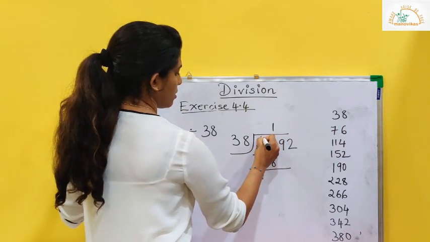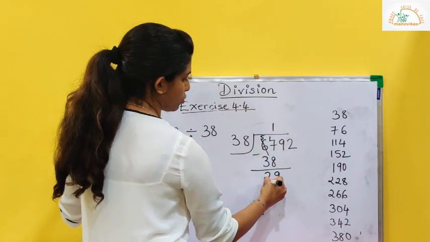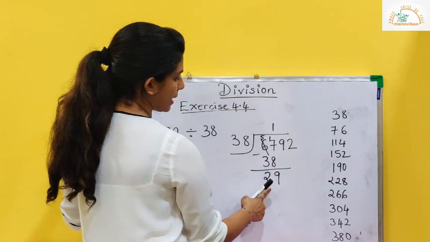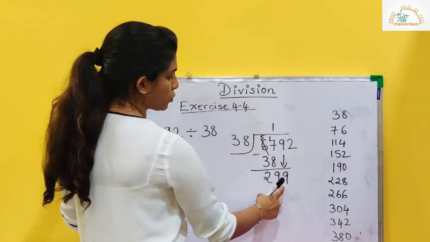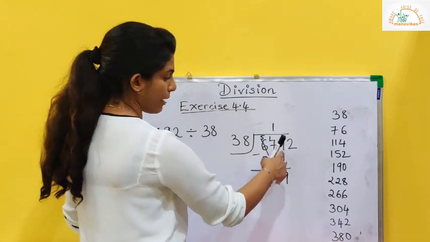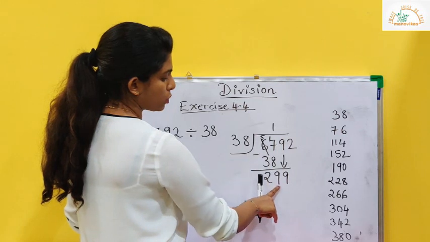17 minus 8 is 9. 5 minus 3 is 2. Now it is 29. So I have to bring down 9. So this becomes 299. I have to get one digit now, right? So I got it. So it becomes 299.